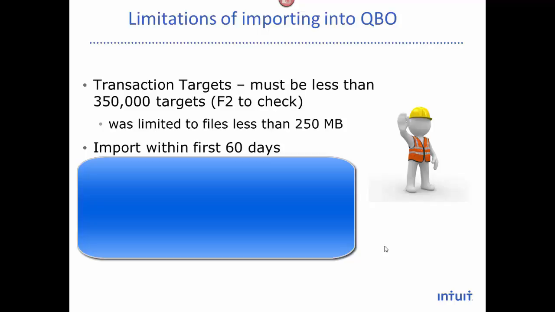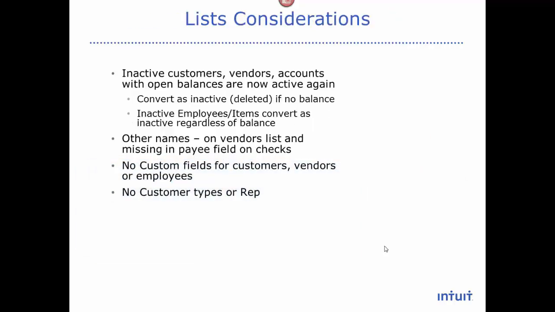But that is totally reasonable in my mind because you want to do it right away, right after you create the subscription. List considerations. Inactive customers, vendors, and accounts with open balances will be made active again post-conversion. However, items and employees, whether they have a balance or not, they come over as active, actually, even if they're inactive. Now, customers, accounts, and vendors that don't have a balance will come over as inactive. And I mean inactive customers, vendors, accounts will come over as inactive.